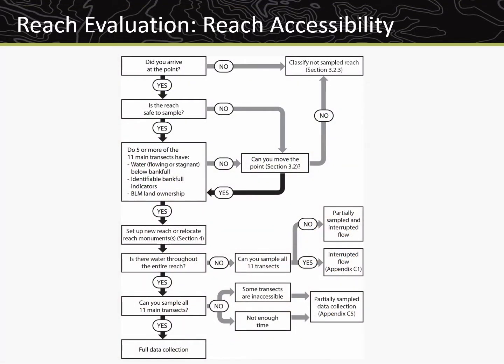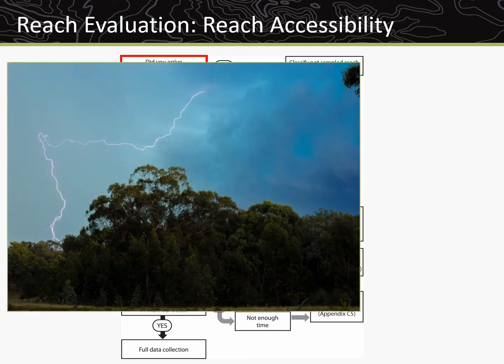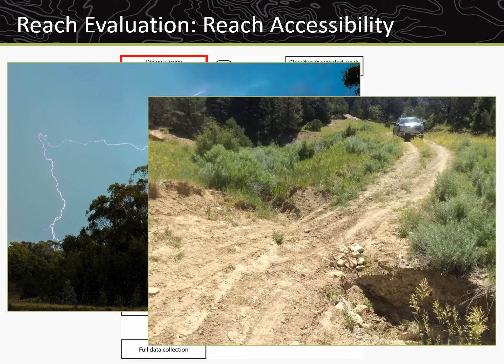There is a flow chart in Section 3.2 of the Field Protocol that walks through the Lotic AIM Reach evaluation process. The first step in the process is to attempt to access the point coordinates. In some cases, a sample location may not be accessible due to unforeseen conditions, such as extreme afternoon thunderstorms or washed out roads.